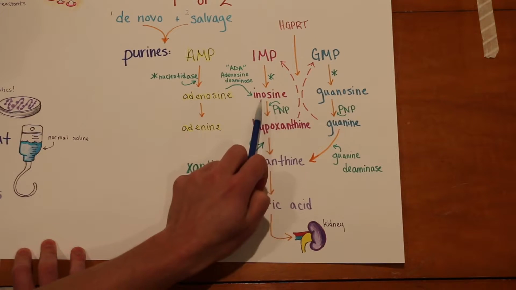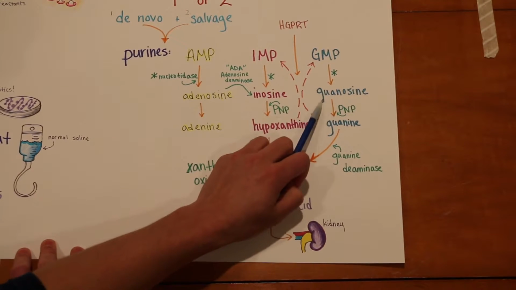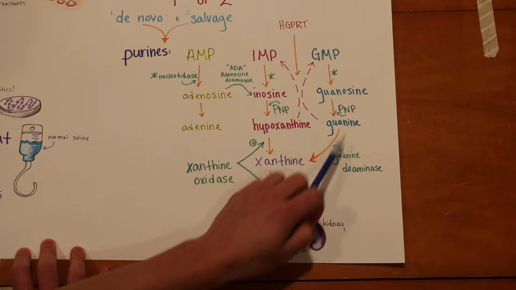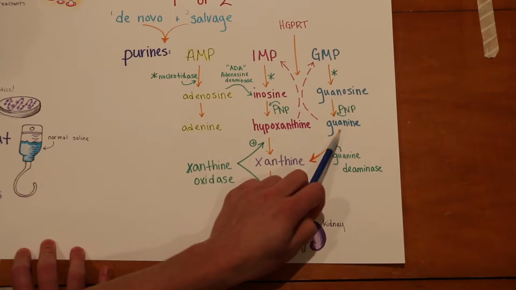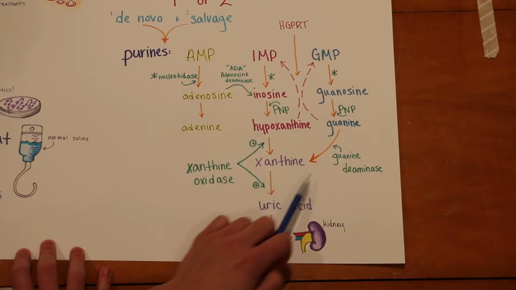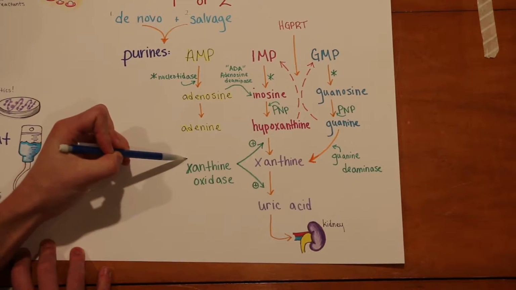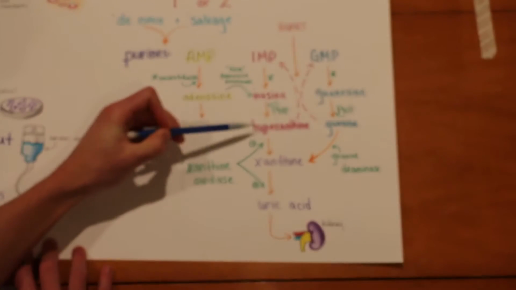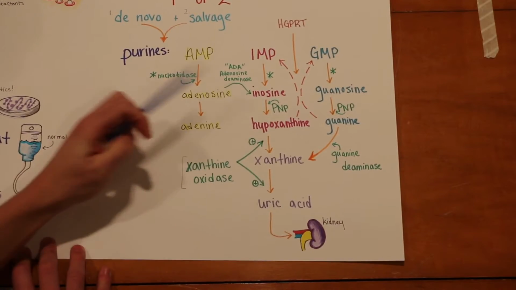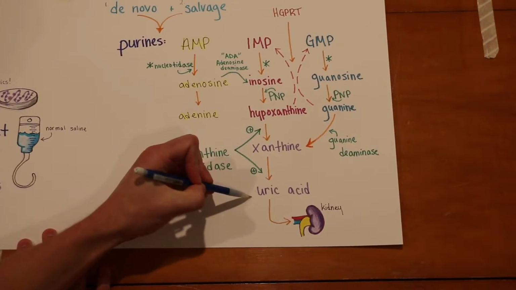Inosine will be converted to hypoxanthine, and guanosine is going to be converted to guanine by PNP. Hypoxanthine is then converted onto xanthine. Guanine is acted on by guanine deaminase to make xanthine, and xanthine oxidase is going to convert xanthine onto uric acid. Uric acid is the end product of this purine breakdown pathway.